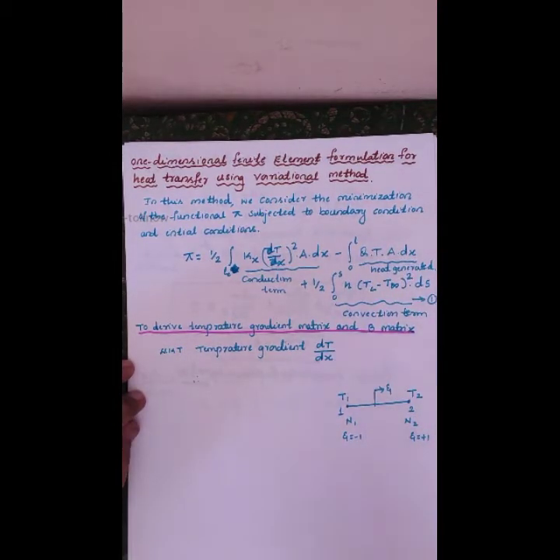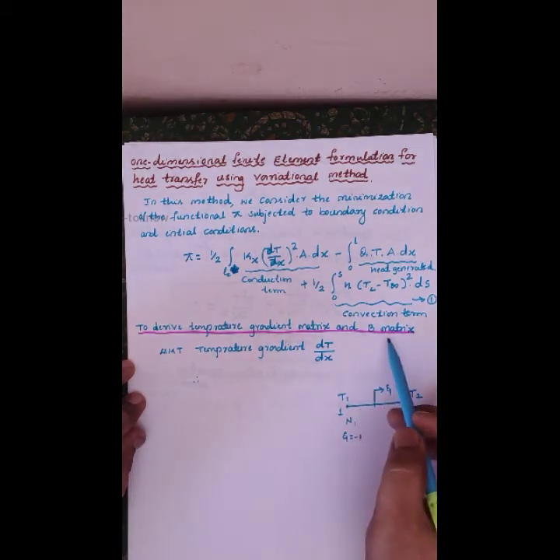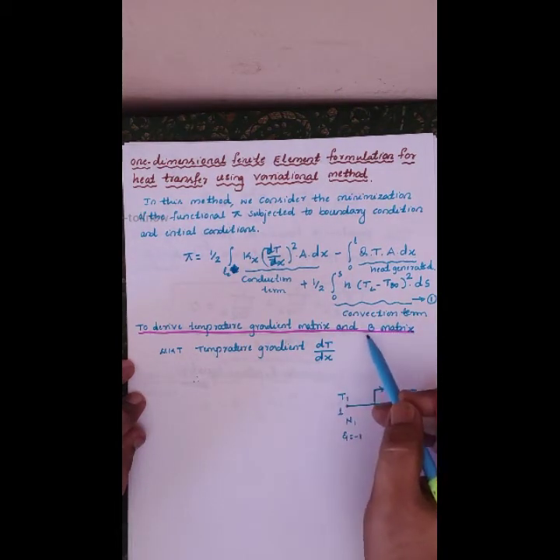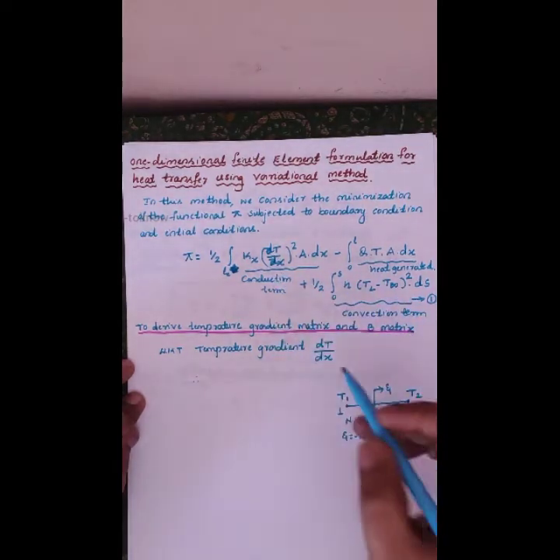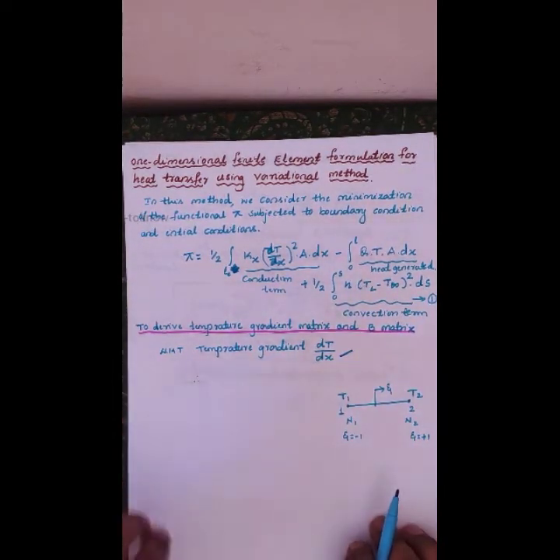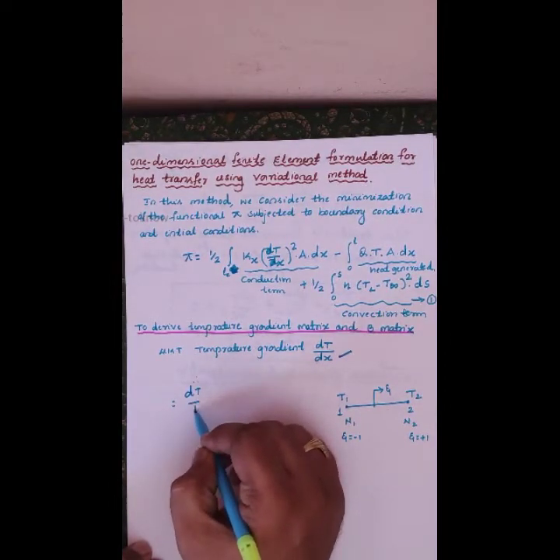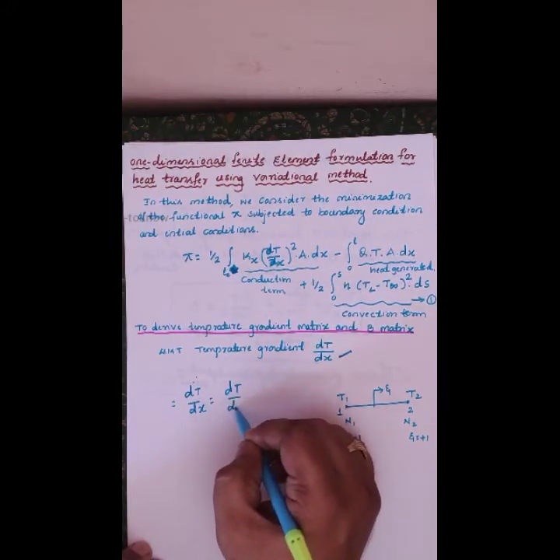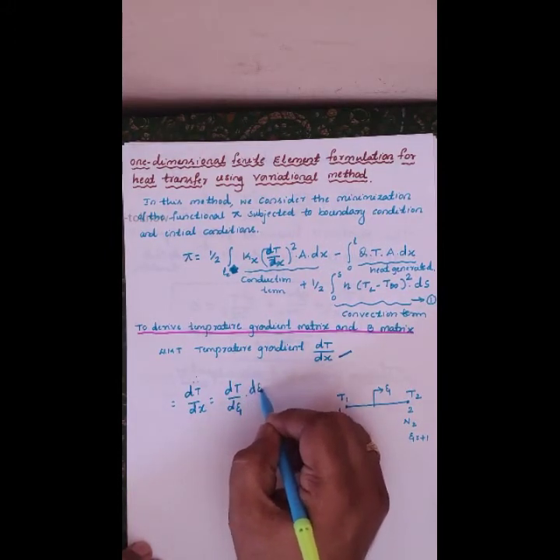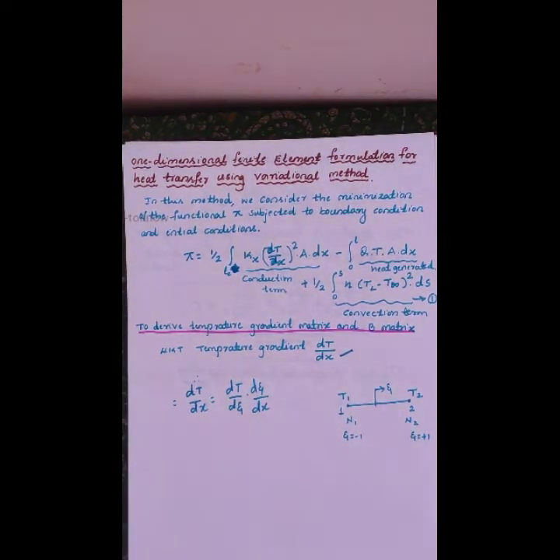Now, here first we are going to derive the temperature gradient matrix and the B matrix. How to derive it? Now, what is the temperature gradient? We know that dT by dx. Now, this dT by dx can be written in a different form: dT by dx equals dT by d zeta into d zeta by dx. We can express it like this.